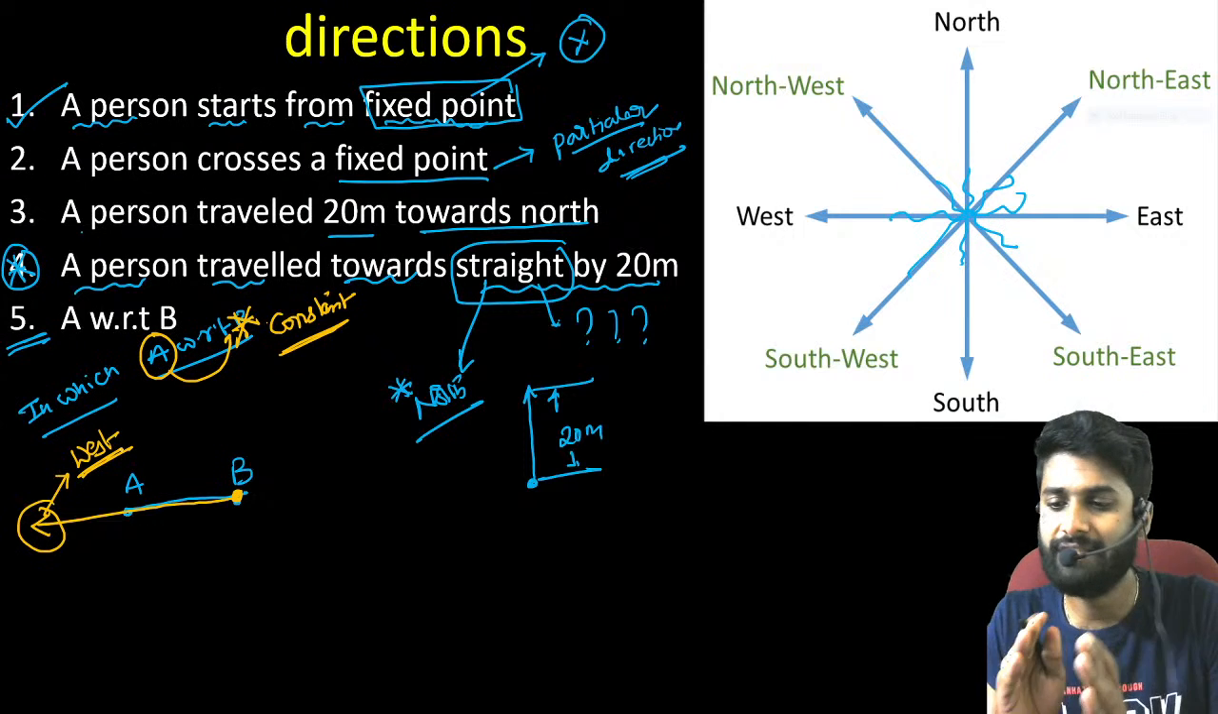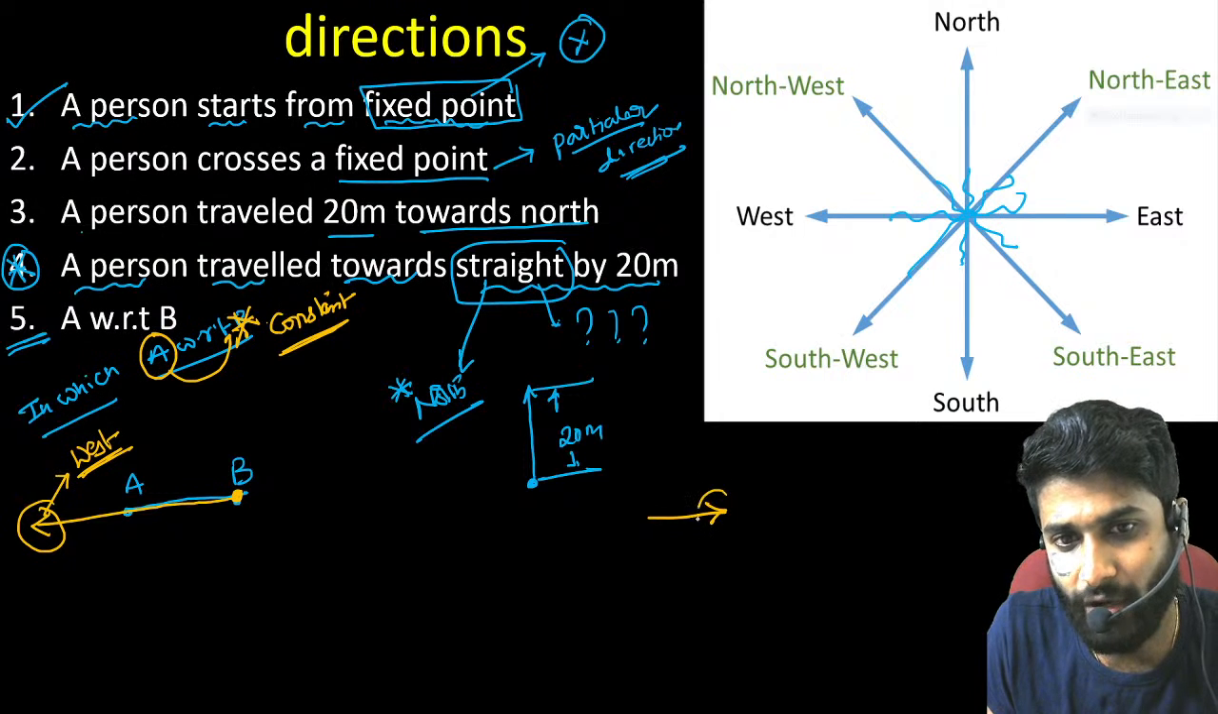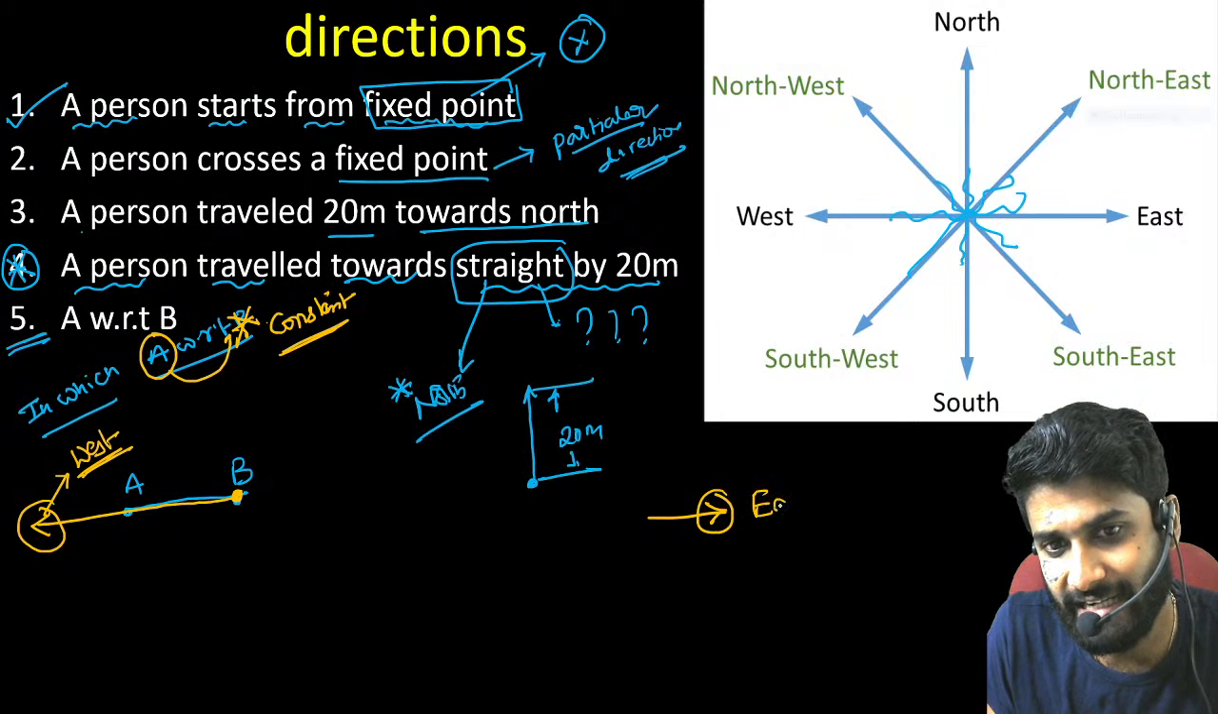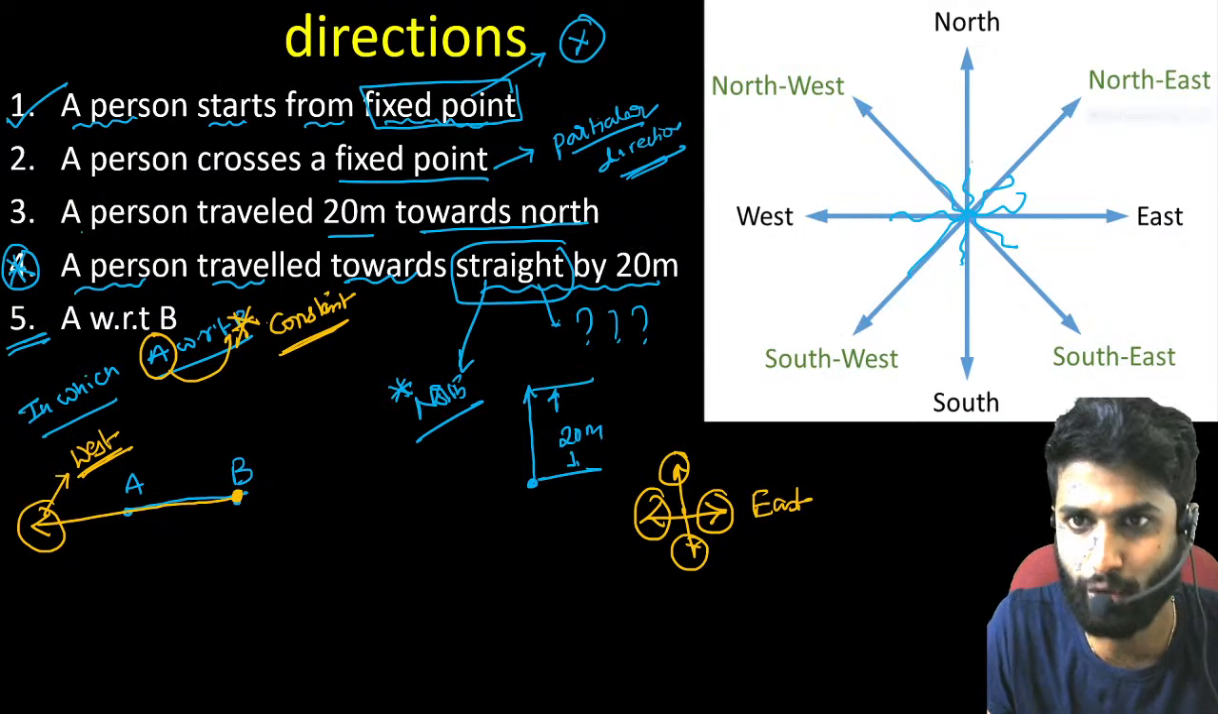Clear? Remember, a right arrow always indicates east. A left arrow always indicates west. An upper arrow always indicates north. A downward arrow always indicates south.